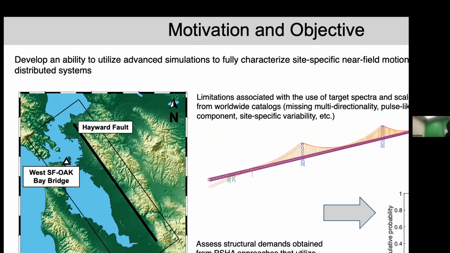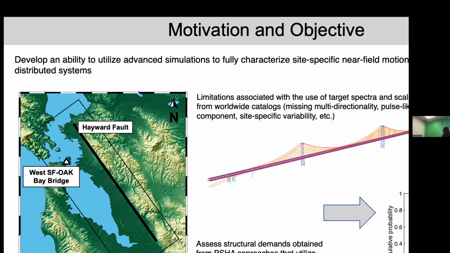Now, before getting into some details about what we've accomplished so far with this research, just a brief reminder about the motivation and overarching objective. The main goal of this project is to develop an ability to utilize advanced simulations to fully characterize site-specific near-field motions for the seismic risk analysis of distributed systems, with the final idea of providing the basis for a comprehensive assessment of the risk posed to the distributed system as obtained from probabilistic seismic analysis-based approaches with use of catalogs of historical records and simulated records.